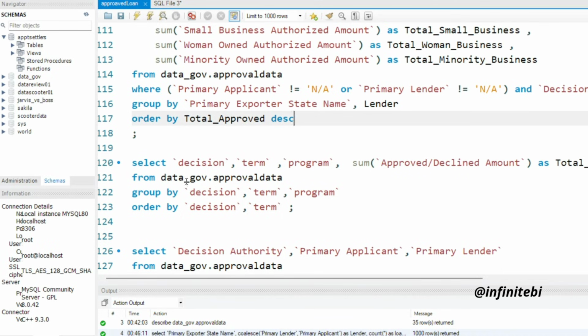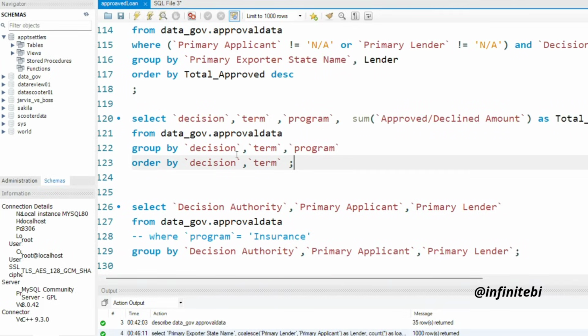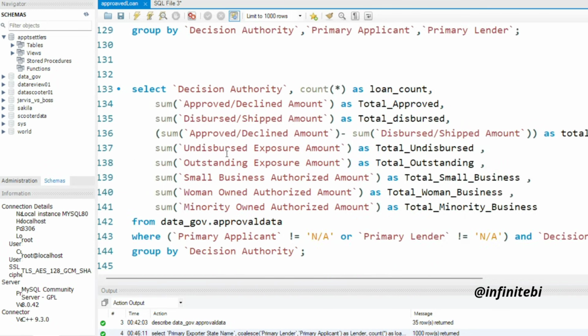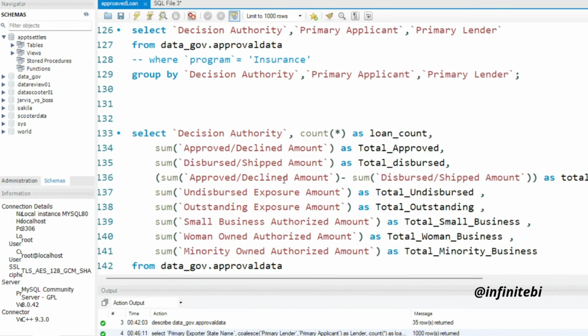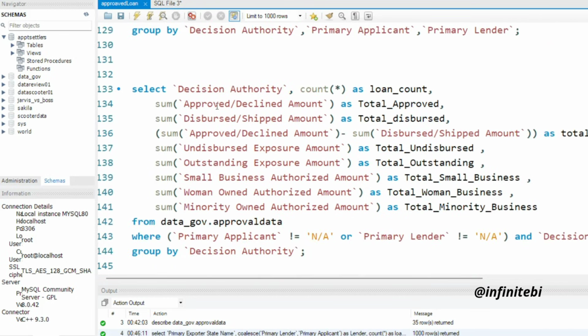And then over here, part of the other metrics, year-over-year growth. Was this year-over-year growth? No, this is not it. This is also other metrics. Decision term, total approved by term, total approved by decision authority, who approved them. And also, this is the same thing. I calculate this one twice, but different. I calculate this one as a function of the state, and this one as a function of the decision authority who makes the final decision on it.